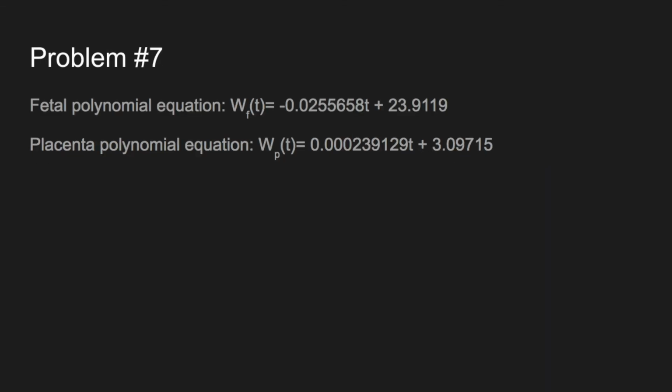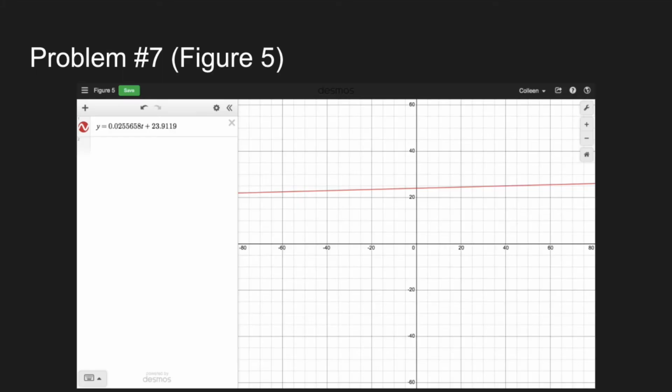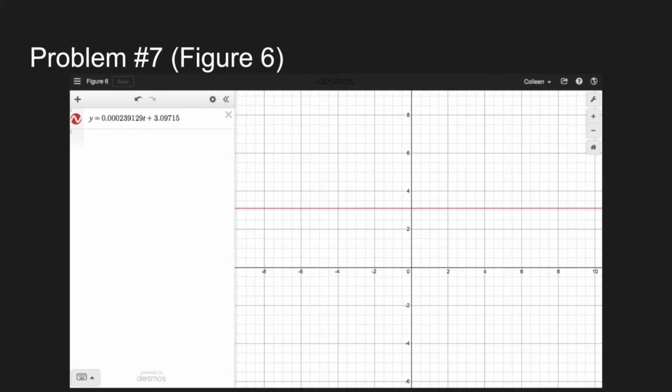In problem 7, here you can see the fetal and the placental polynomial equations. We got these equations from the equation that we put in for question 3. That gave us a line of best fit for these points. And after plugging this equation into Desmos, we were able to derive the numbers in order to figure out this polynomial equation. We plug these numbers back into Desmos, and here you can see the line for the fetus and then the line for the placenta.